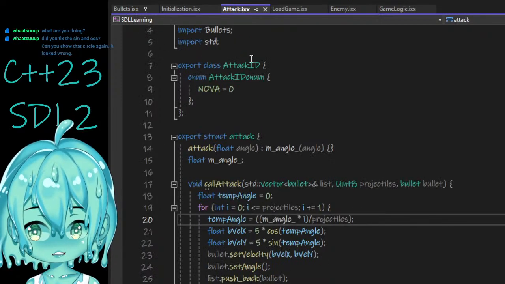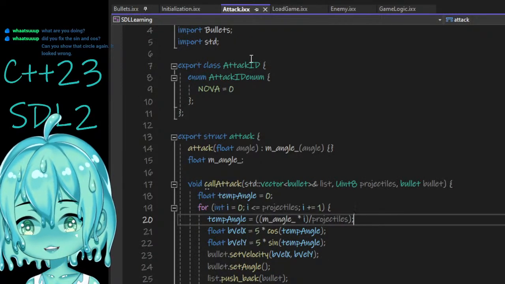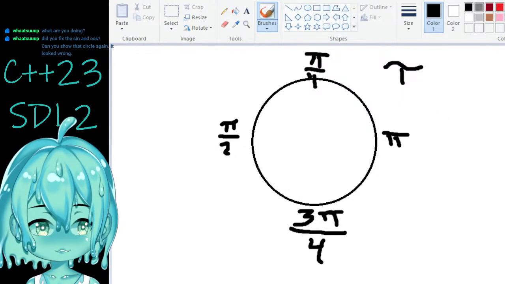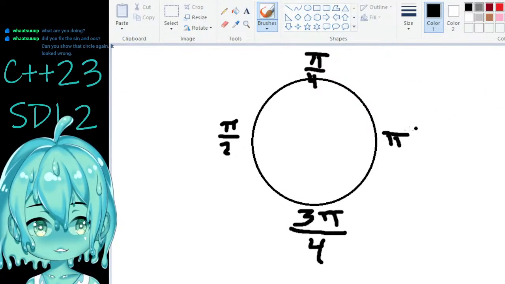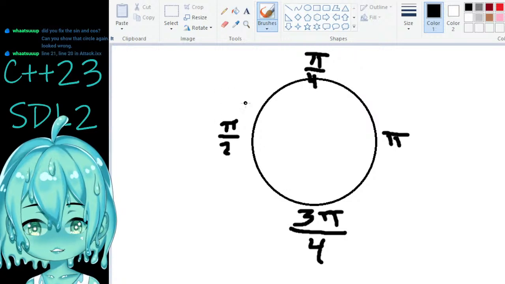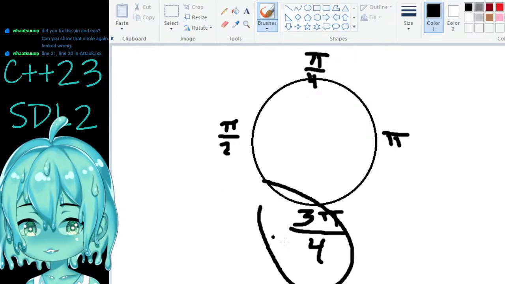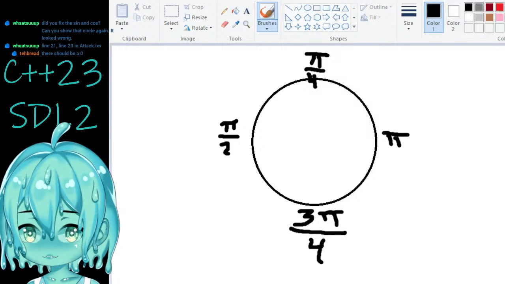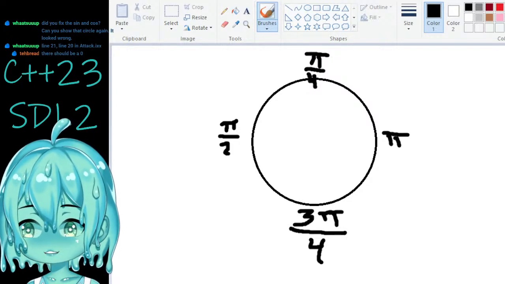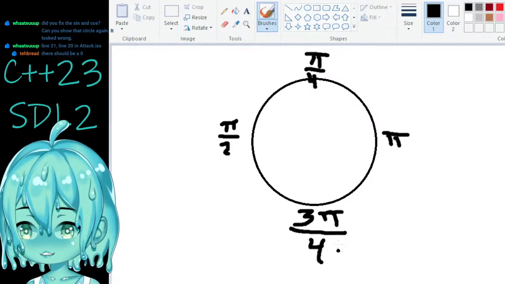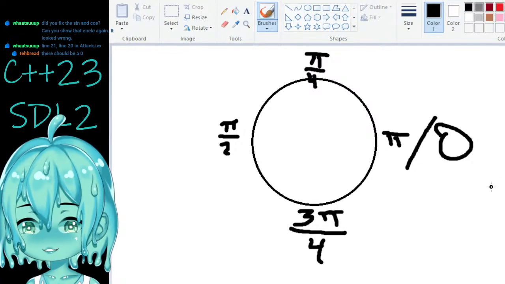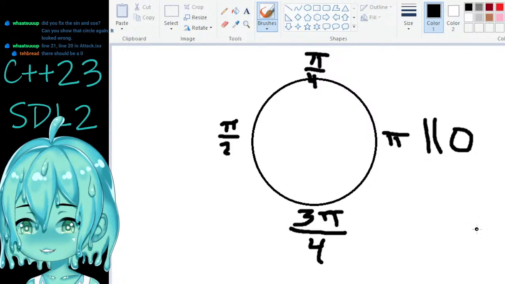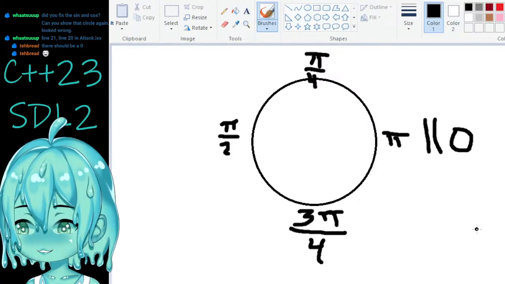That's awkward. Can you show that circle again? It looked wrong. Sure. So what's wrong with this circle? This is pi divided by 4, pi divided by 2, 3/4 pi, right? Did you fix the sine and cosine? There should be a 0. Okay. There, is that better? There, is that programming language enough for you?